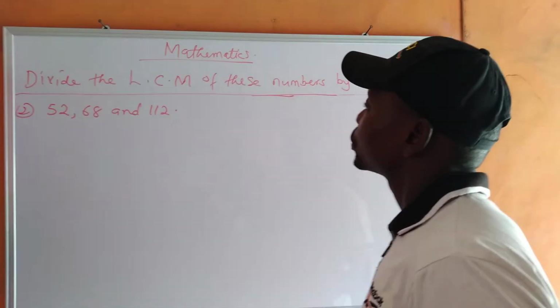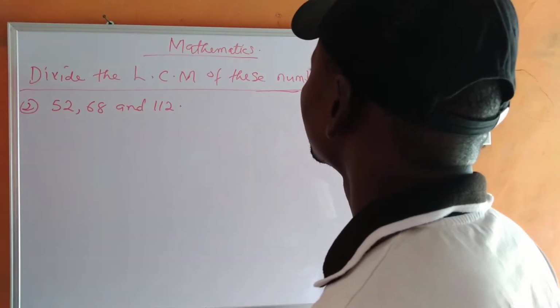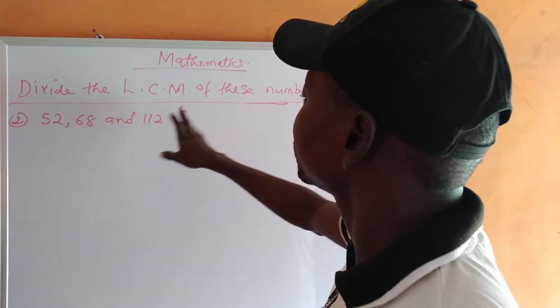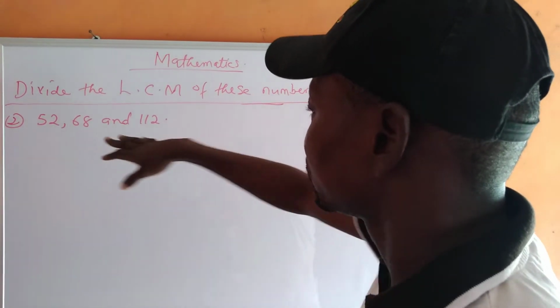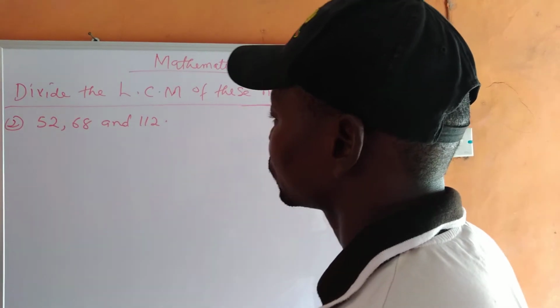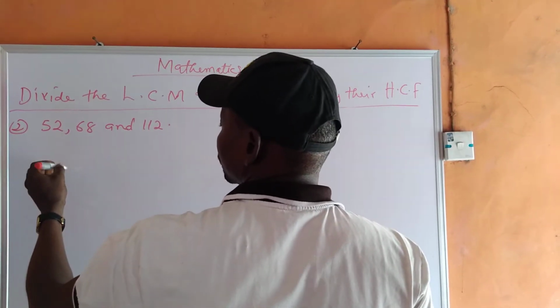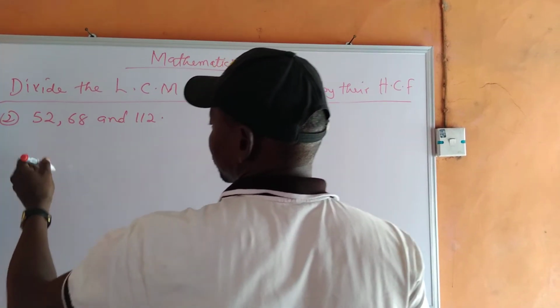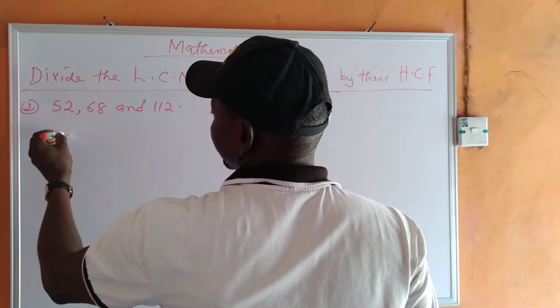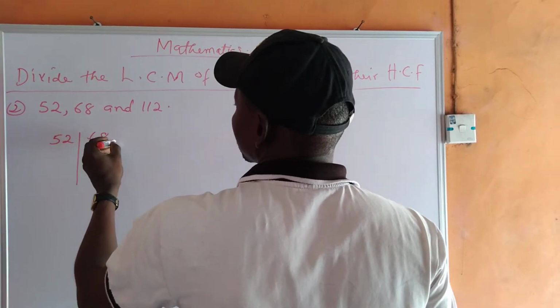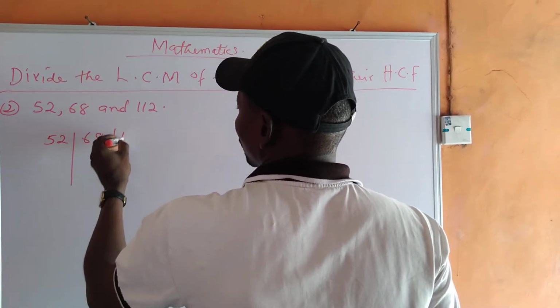Now we're coming back to example 2 of our work. We want to divide the LCM of these numbers by their H.C.F. So let's find the LCM first. Using the row formula like we used before, we have 52, 68, then 112.